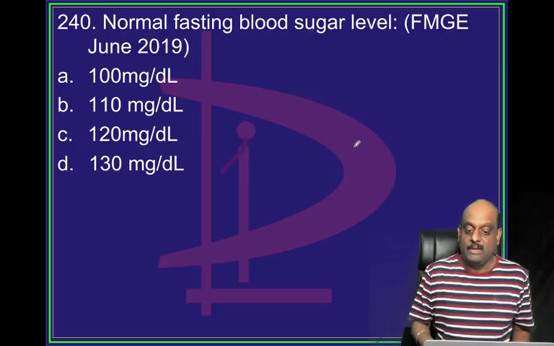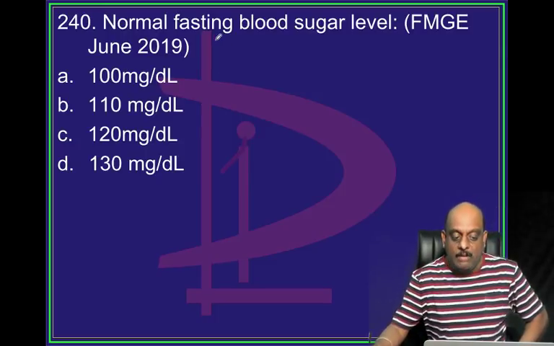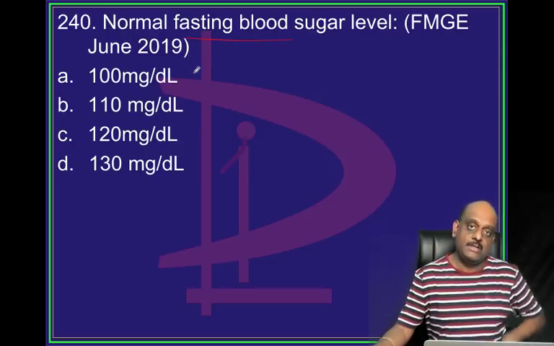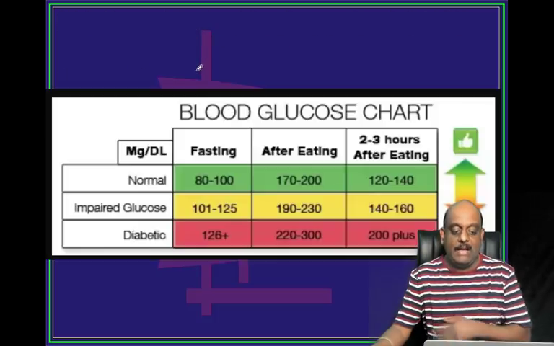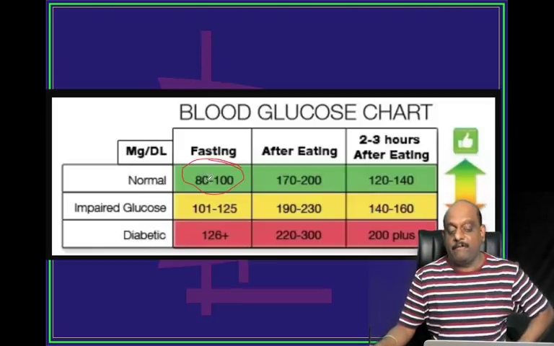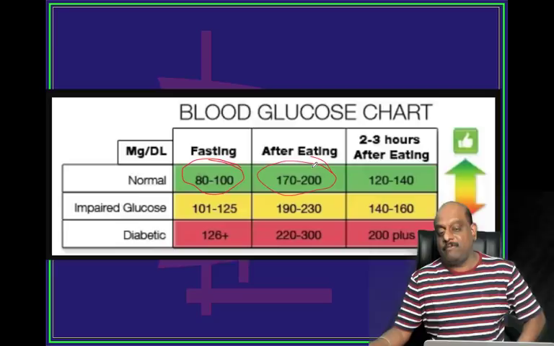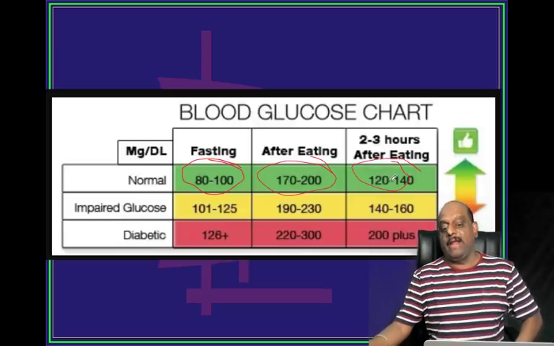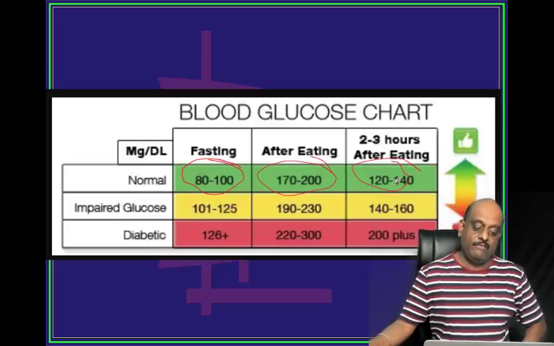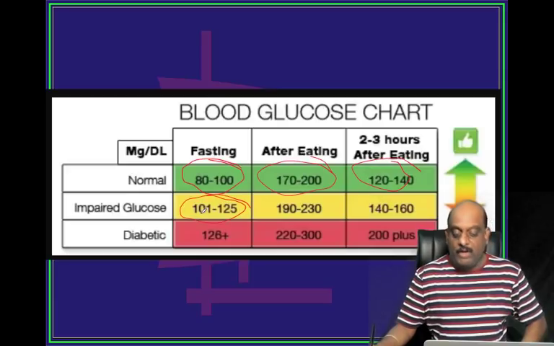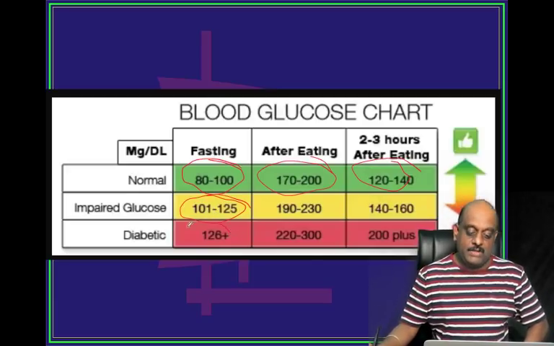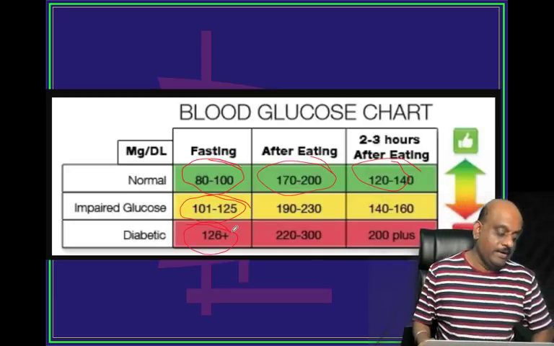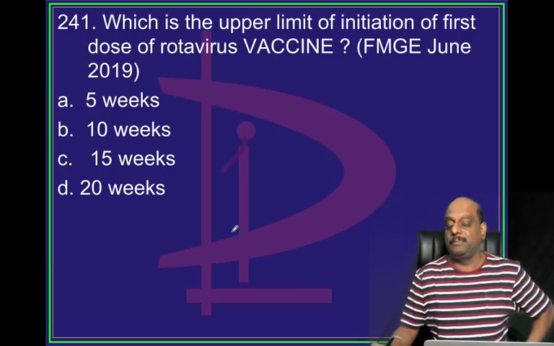Okay, doc. Now, what is the normal fasting blood sugar out of all this? Typically 80 to 100 milligrams per deciliter fasting, and 2 to 3 hours after eating, 120 to 140. 101 to 125 is called pre-diabetes, 126 plus is called diabetes, as all of you know.